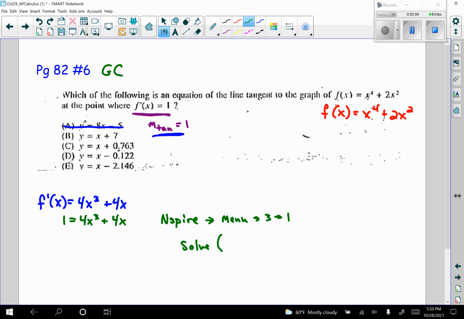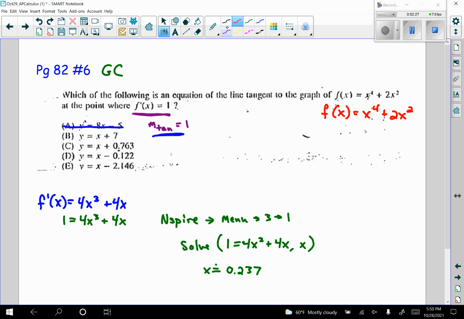You just want to type in the entire equation. 1 equals 4x cubed plus 4x, but you have to tell the calculator what to solve for. So after that, we need comma x. It's telling the calculator to solve for x. When you do, just round it to about 3 decimal places. So x is approximately, you should be getting a 0.237.